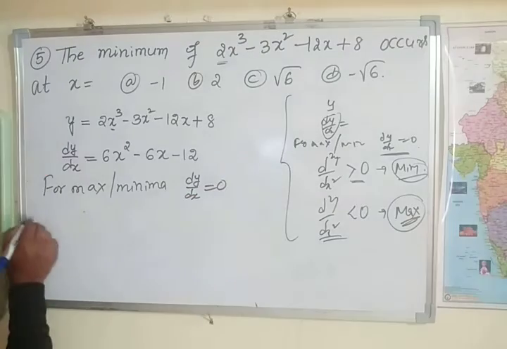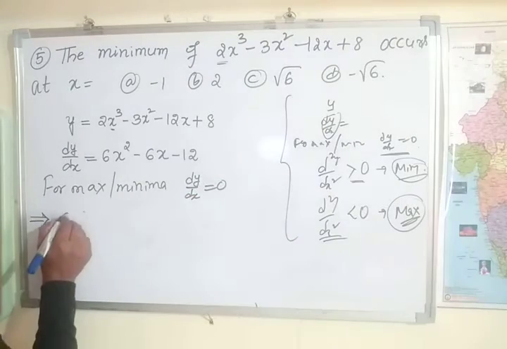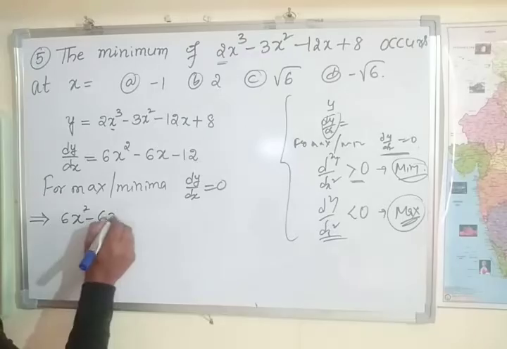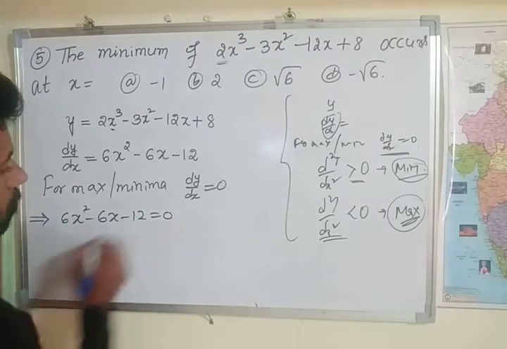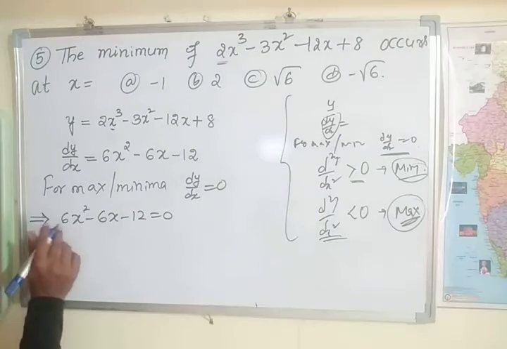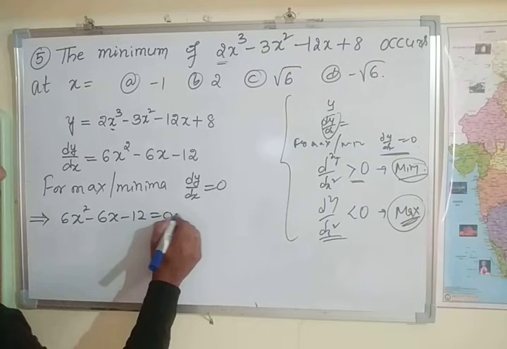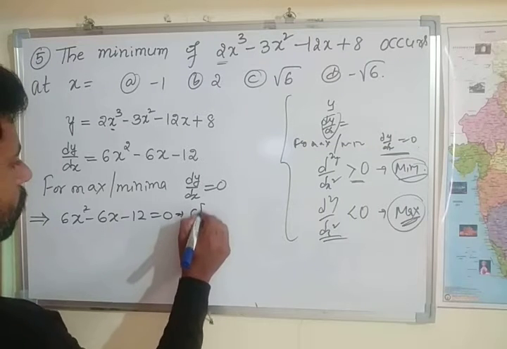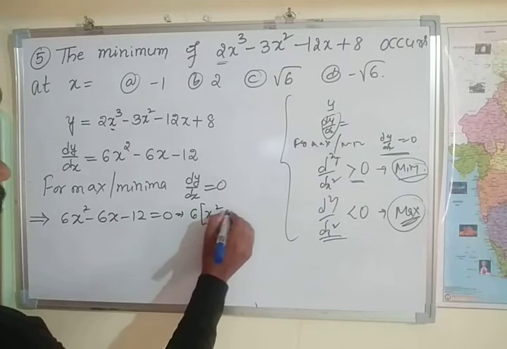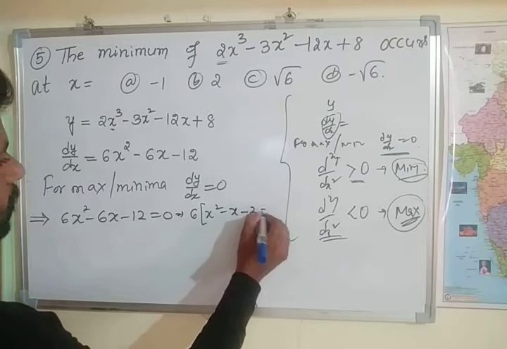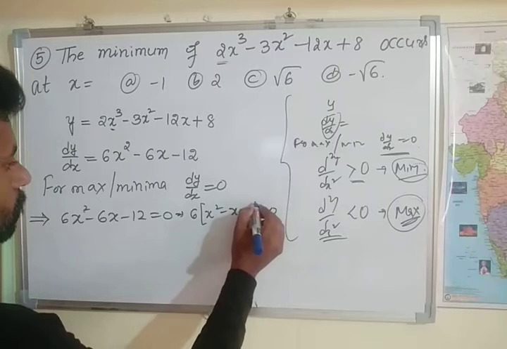So dy by dx equals 0. This implies 6x square minus 6x minus 12 equals 0. Here you can take common: here we have 6, here also 6, here 12. This implies 6 is a common term: x square minus x minus 2 equals 0.